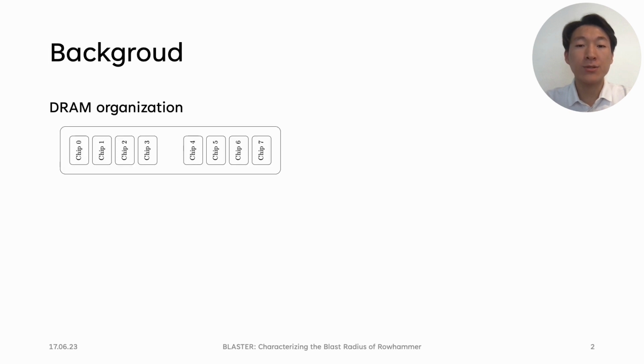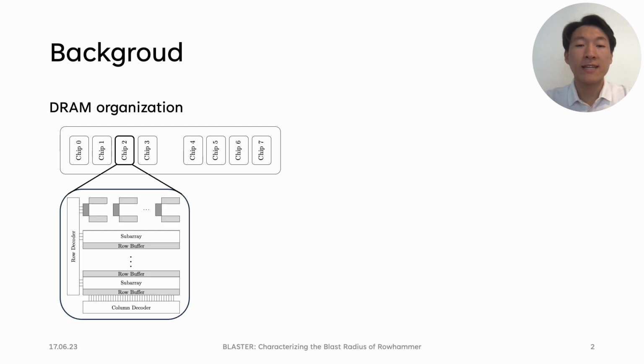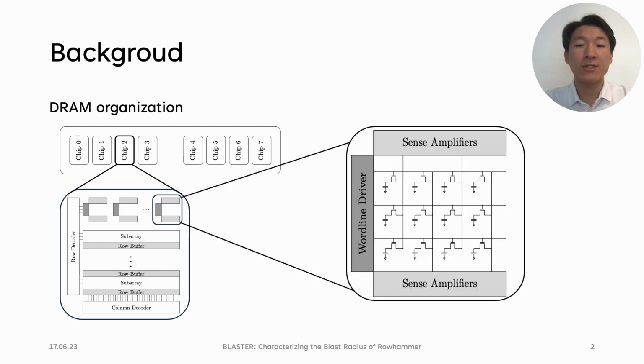Before delving deeper into the details of Blaster patterns, let me provide a brief summary of DRAM organization and Rowhammer. A DIMM, or a RAM stick, consists of multiple DRAM chips, each of which contains several DRAM banks. Now within a DRAM bank, we have multiple DRAM subarrays which are separated from one another by row buffers. Each DRAM subarray can be further divided into smaller units known as DRAM mats. These mats consist of a grid-like arrangement of DRAM cells.